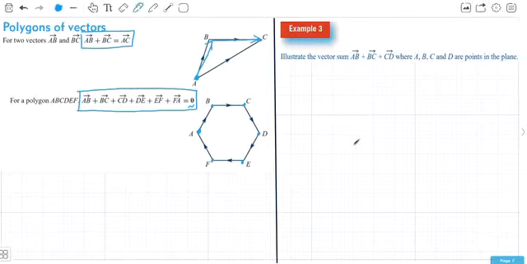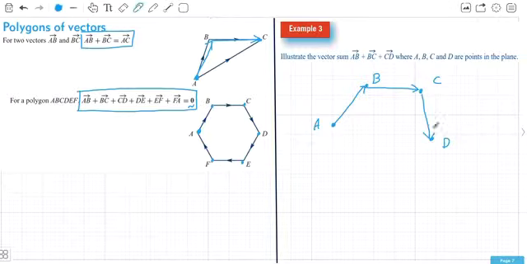B, C and D are points in the plane. Okay. Now you can put these points anywhere you want. First thing I'm going to do, I'm just going to put an A and a B. That's my A, that's my B. Okay, the next one I'm going to do, I'm going to put a C somewhere. That's C, so BC. And then we want CD. I'll just put the D here.